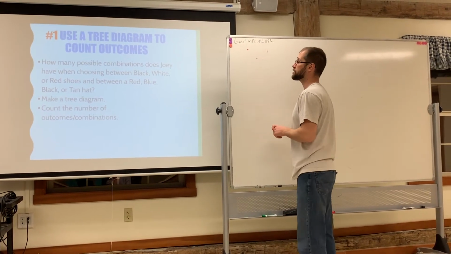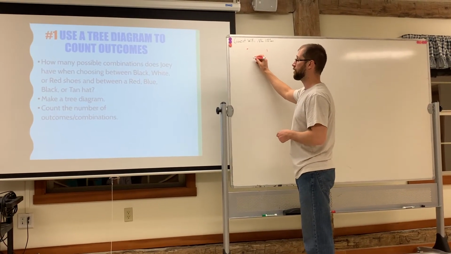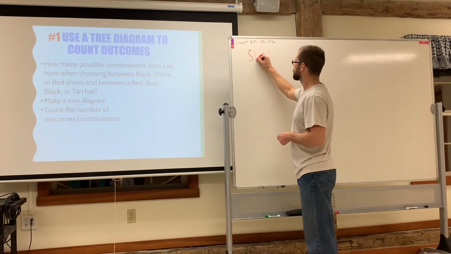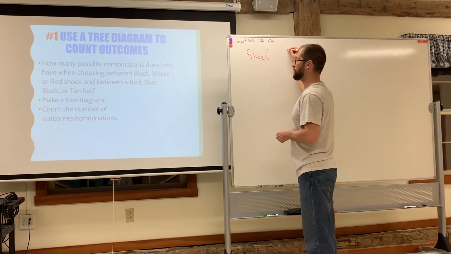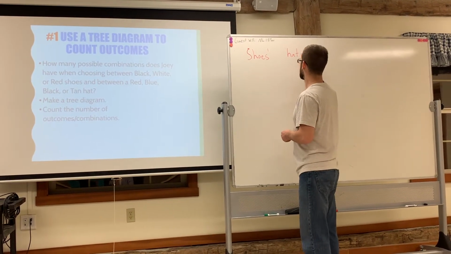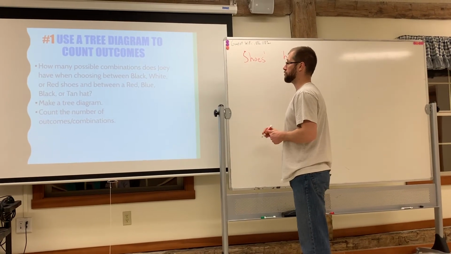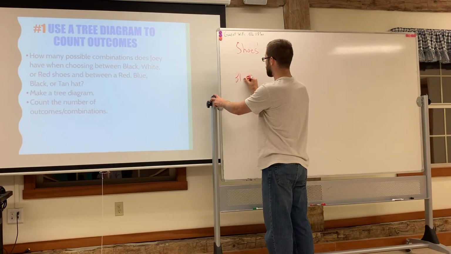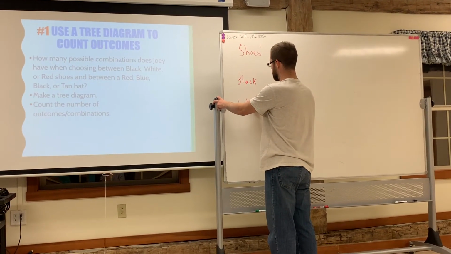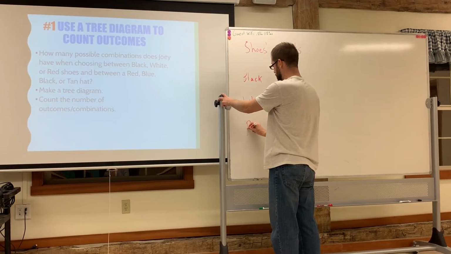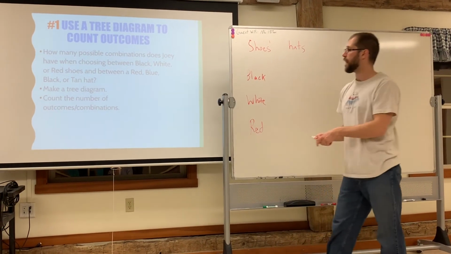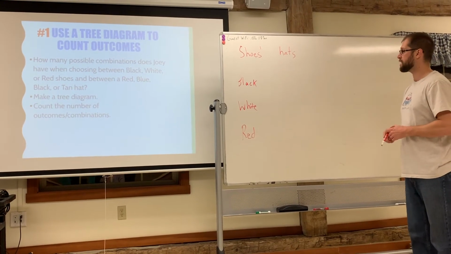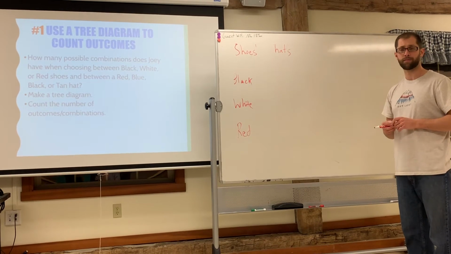Which all that means is I have to say I have shoes and I have hats. You know what? I'm going to change my mind. I'm going to make a quick tree diagram because this one's going to be short since there's only 2 choices. I have black, white, and red shoes. I want you guys to pause your video for a second and try to finish the tree diagram here.